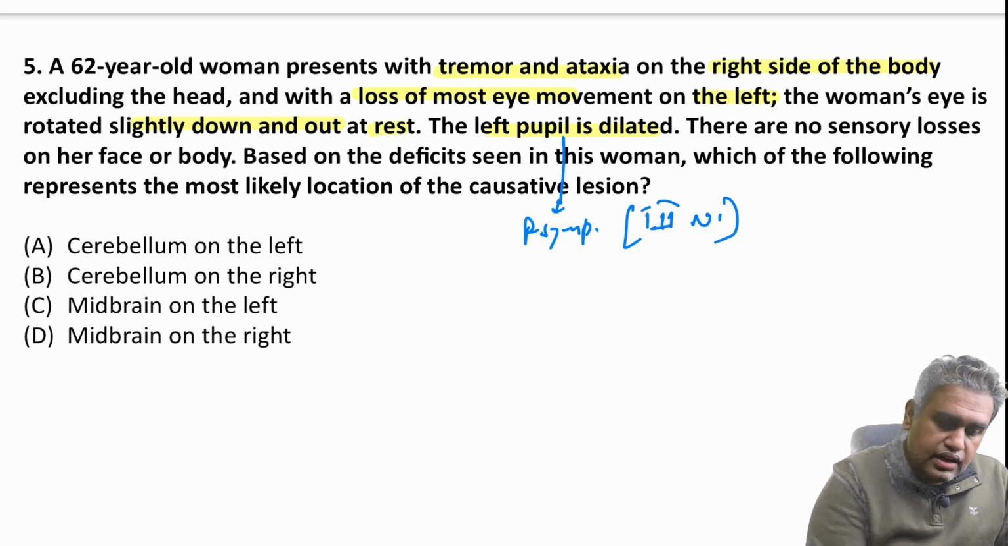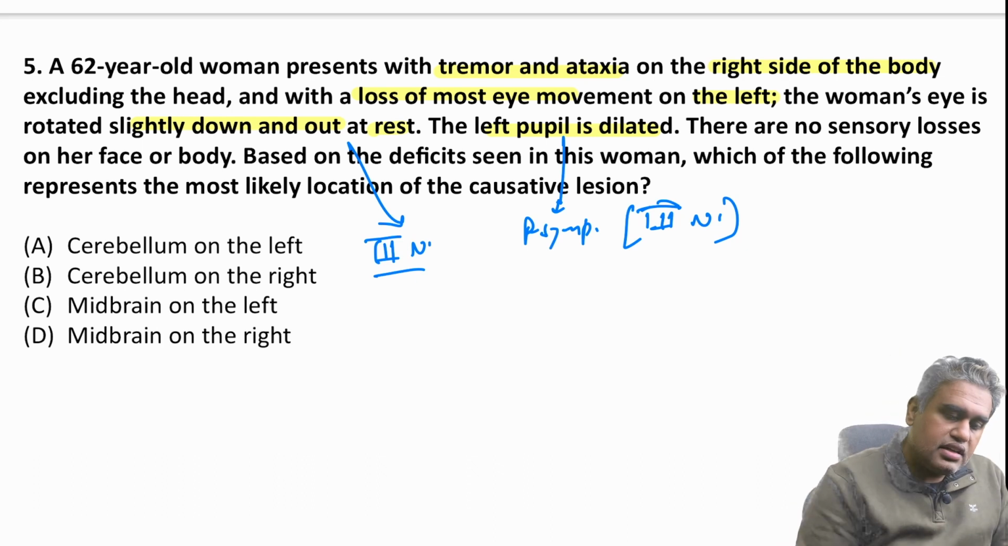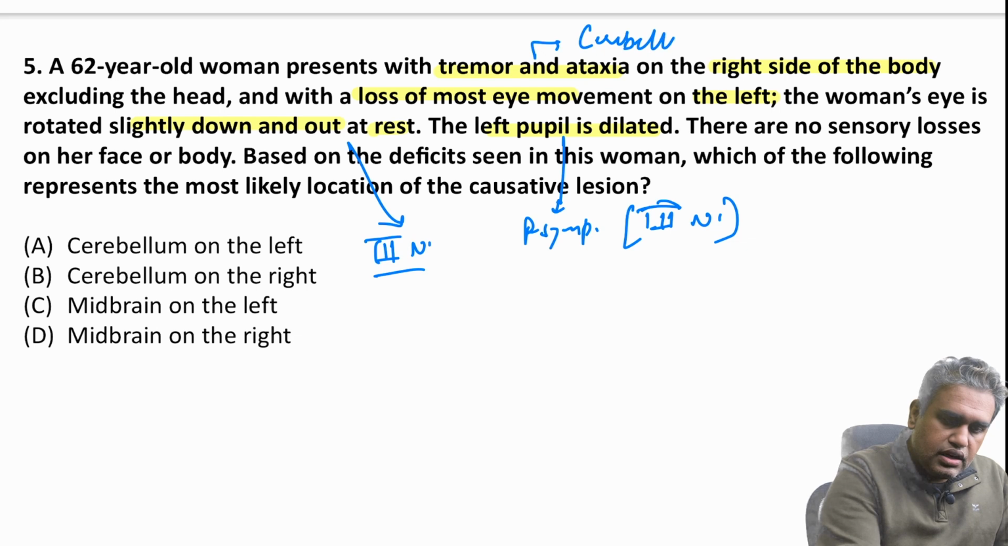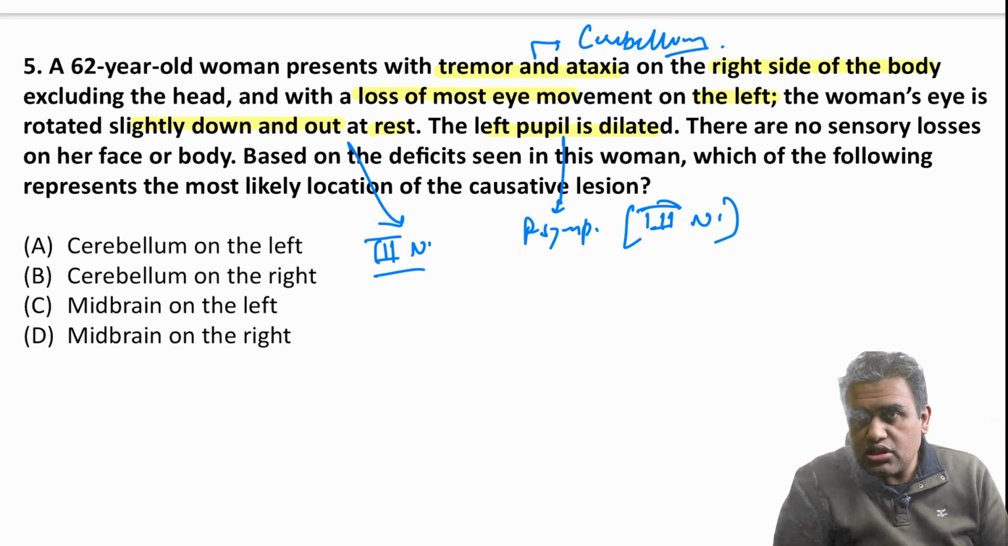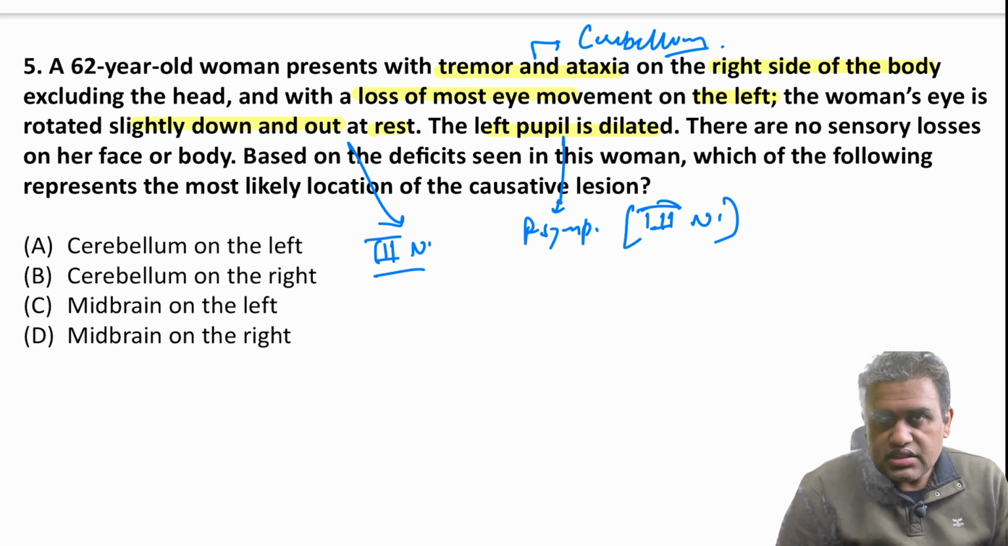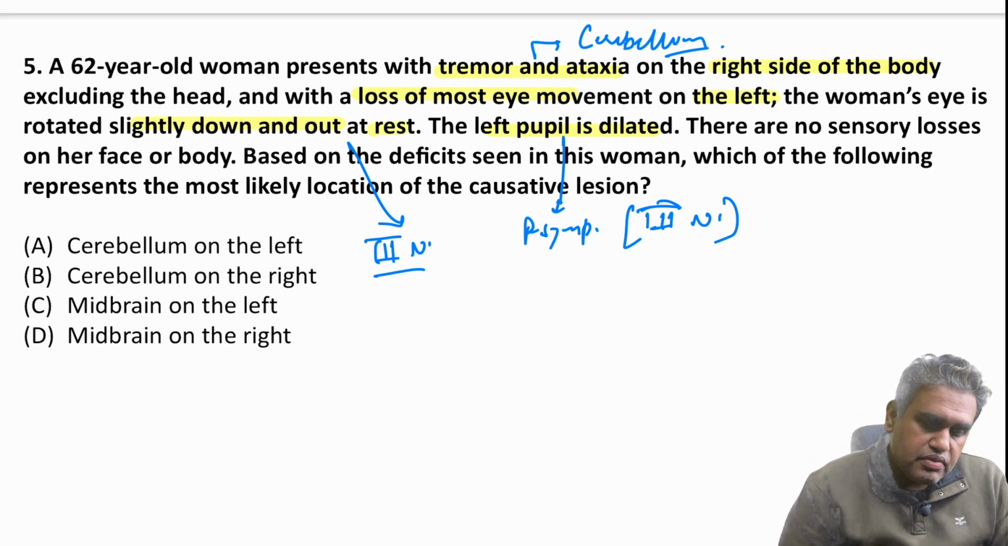And then when the eyes are down and out at rest, it is also a finding of third nerve palsy. हमें पता है यहाँ तक कि third nerve palsy हो चुकी है. There is a third nerve palsy. Tremors and ataxia, if this is the finding, is basically a problem in the cerebellum. The problem lies mainly in the cerebellum. Cerebellum का काम है ना posture, balance and all that, coordination. So cerebellar lesion है, कहाँ पर है? राइट साइड ऑफ बॉडी है.